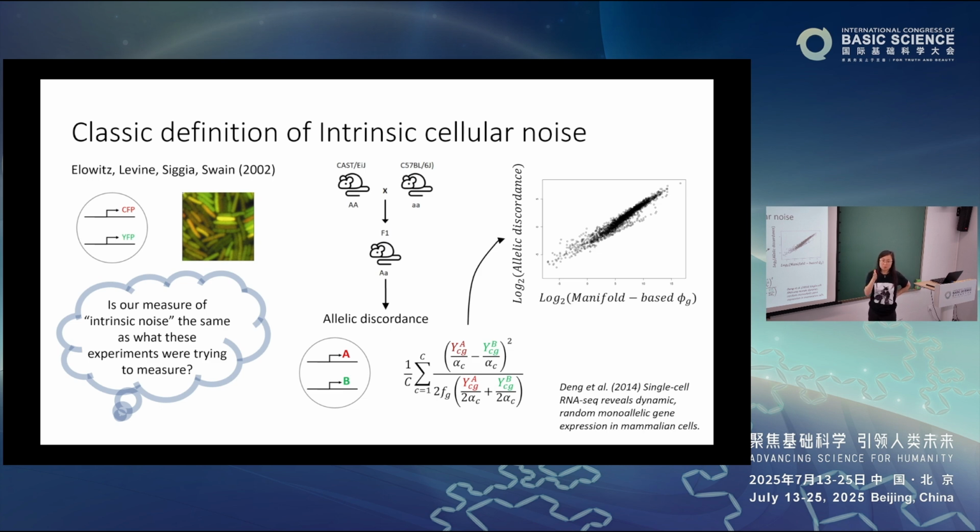So first of all, that is rare. We are assuming that is rare. Between these two strains, the Cas and the C57.